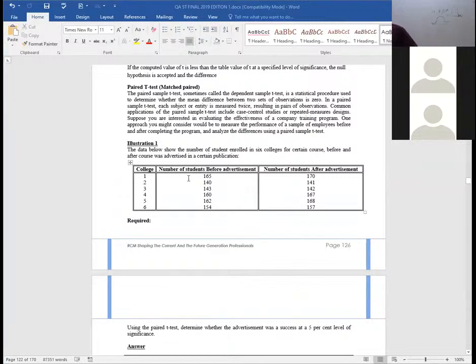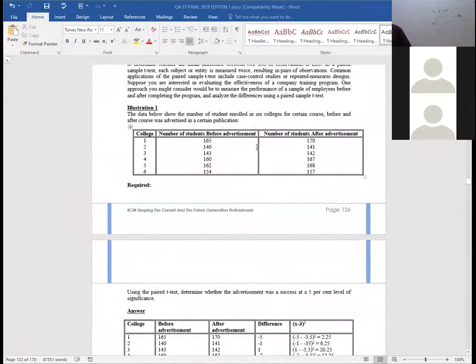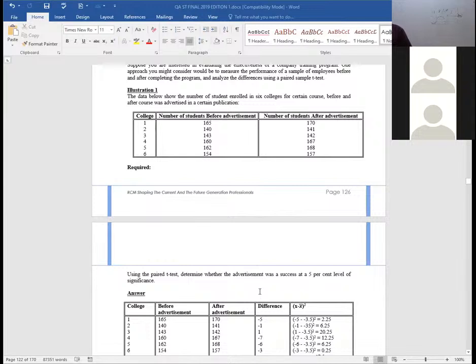Look at illustration 1. The data below shows the number of students enrolled in 6 colleges for a certain course before and after the course was advertised in a certain publication. So we have colleges 1 to 6, number of students before advertisement, and number of students after advertisement. We want to know whether the advertisement was effective or not. Using the paired t-test, determine whether the advertisement was a success at 5% level of significance.